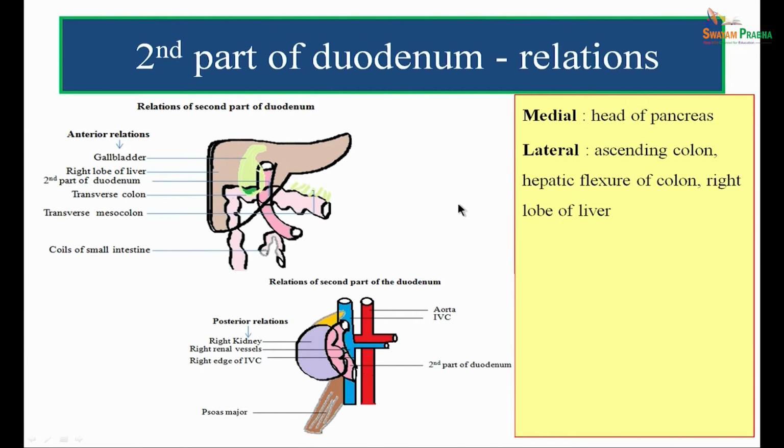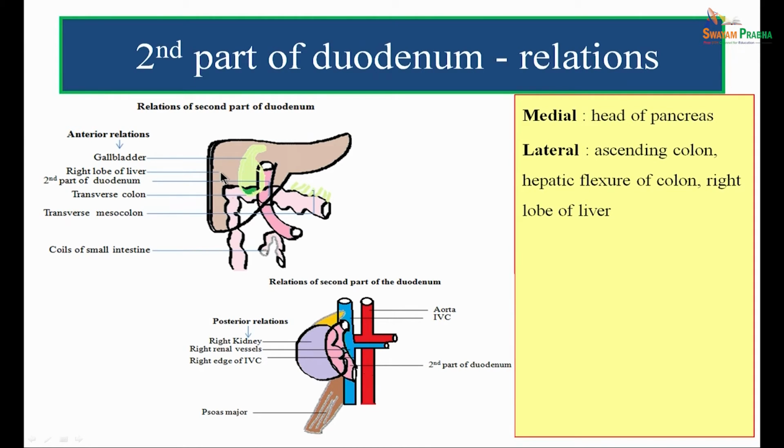Coming to the relations of the second part of the duodenum, anteriorly it is related to the gallbladder, the right lobe of the liver, the transverse colon and the transverse mesocolon. Posteriorly it is related to the right kidney, the right renal vessels and the right edge of the inferior vena cava. Medially, the concavity is occupying the head of the pancreas.